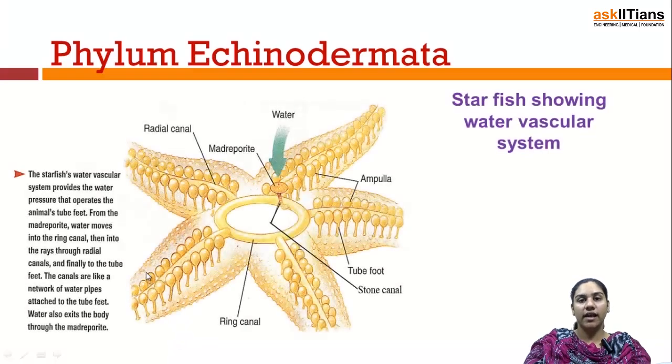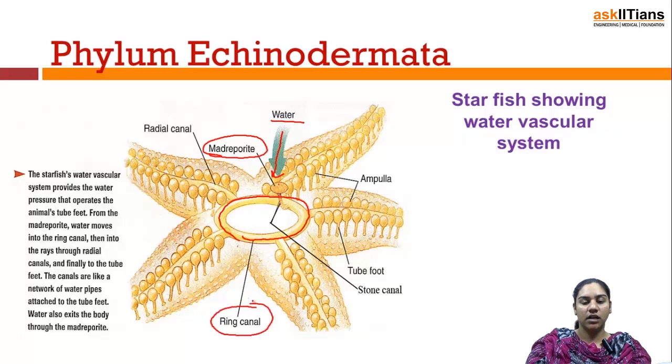This figure shows the water vascular system in the starfish. In the water vascular system, you can see a madreporite through which the water enters into the ring canal, which is this structure. This is the ring canal. And the ring canal then sends the water into the radial canals, which are present in the rays of the starfish. So this ring canal is responsible for sending the water into the tube feet that are this structure. The water also exits through the madreporite.